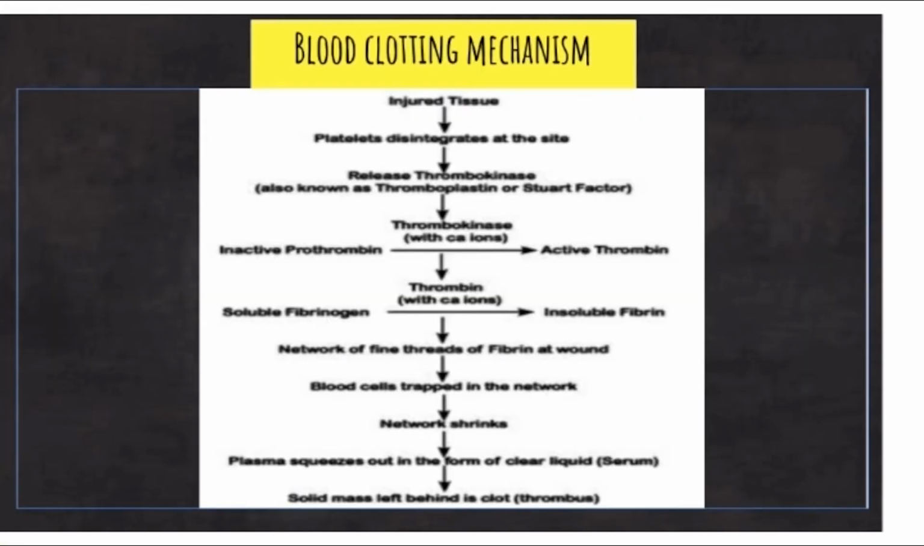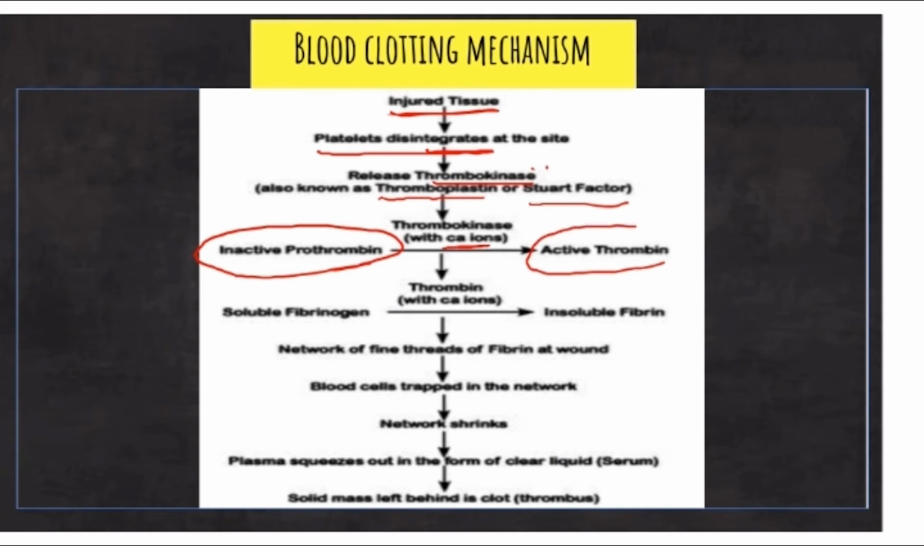Let's see how the platelets help in the clotting of blood. At the site of injury, the platelets disintegrate, resulting in the release of thrombokinase, also known as thromboplastin or Stewart factor. This thrombokinase converts the inactive prothrombin protein in the presence of calcium ions to the active thrombin protein. This thrombin, again in the presence of calcium ions, converts the soluble fibrinogen into insoluble fibrin.